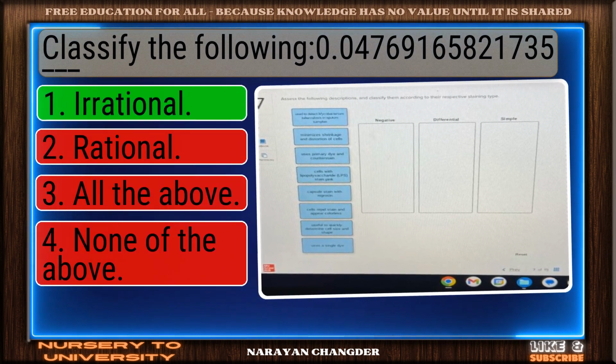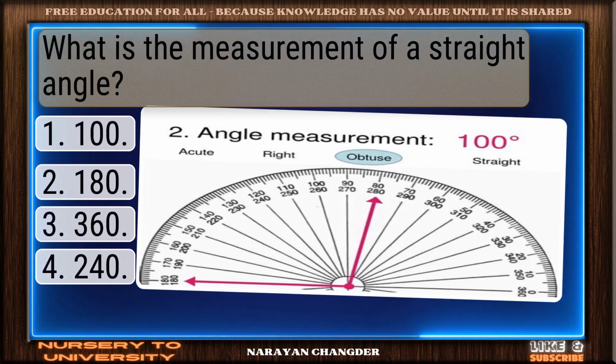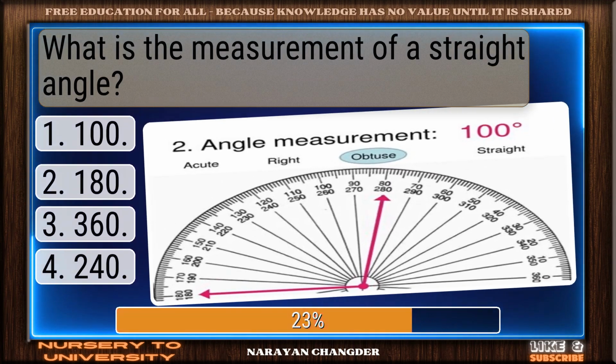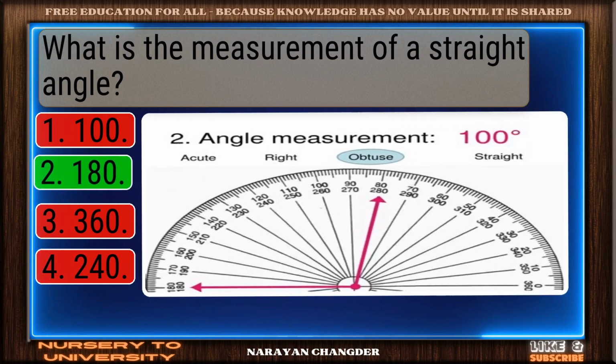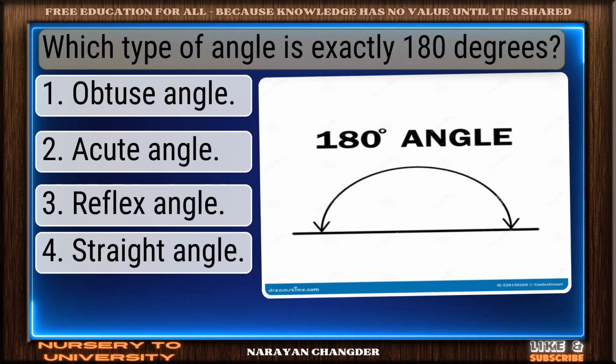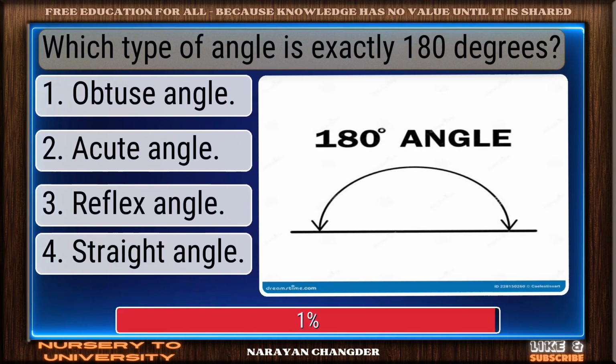Bravo. Irrational is the answer. Question number 212. What is the measurement of a straight angle? Right choice. 180 is the best answer. Question number 213. Which type of angle is exactly 180 degrees?